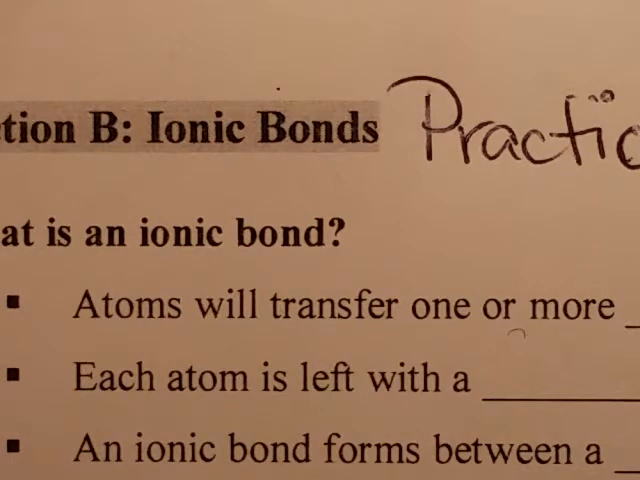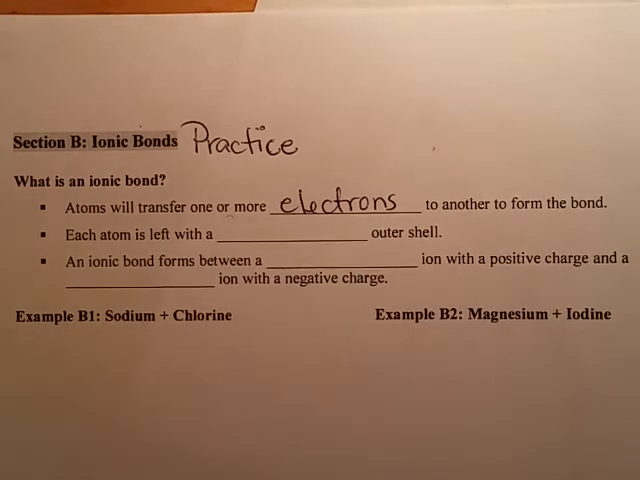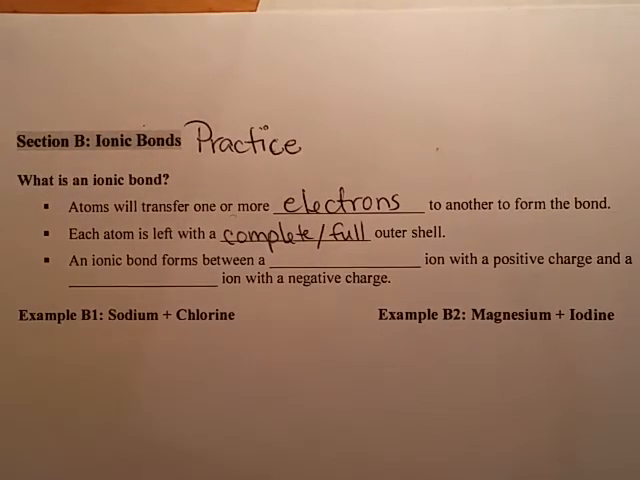Section B, Ionic Bonds Practice. Atoms will transfer one or more electrons to another to form the bond. Each atom is left with a complete or full outer shell, so it becomes unreactive. An ionic bond forms between a metal ion with a positive charge and a non-metal ion with a negative charge.